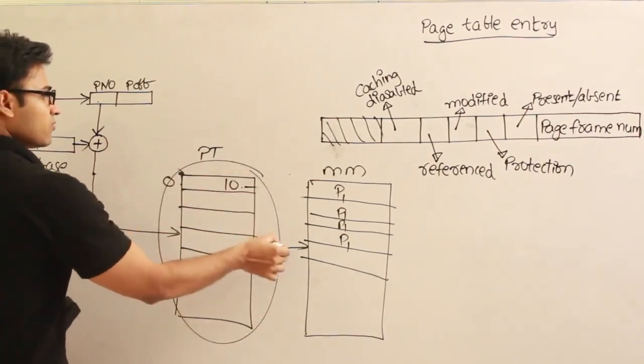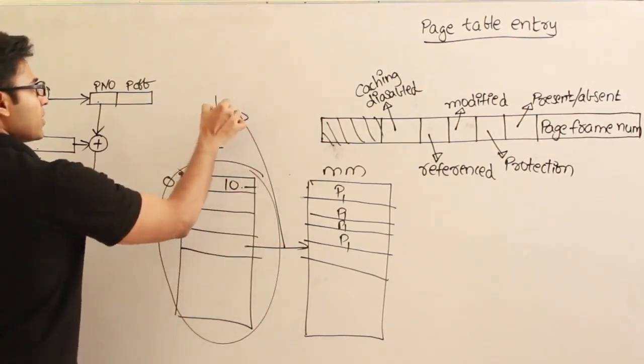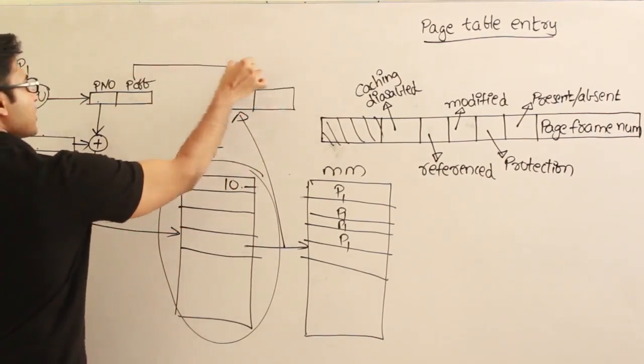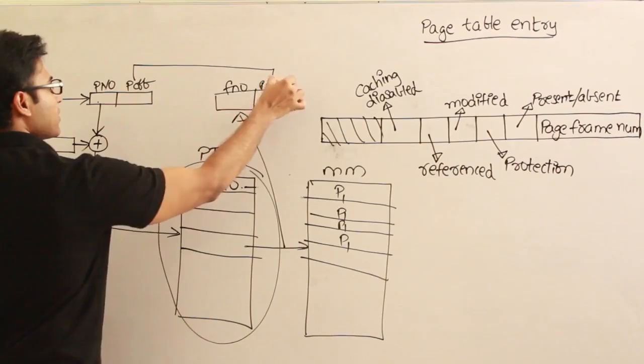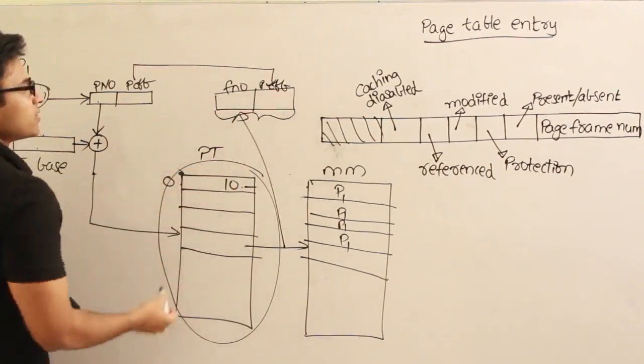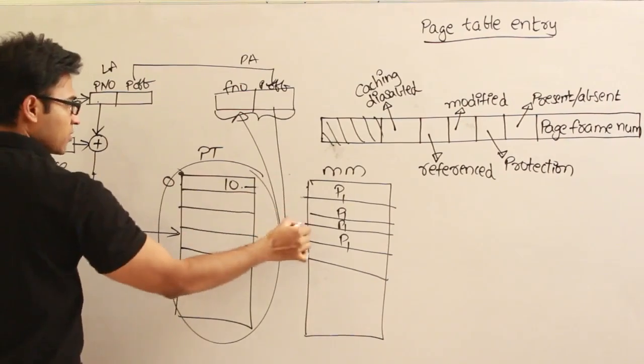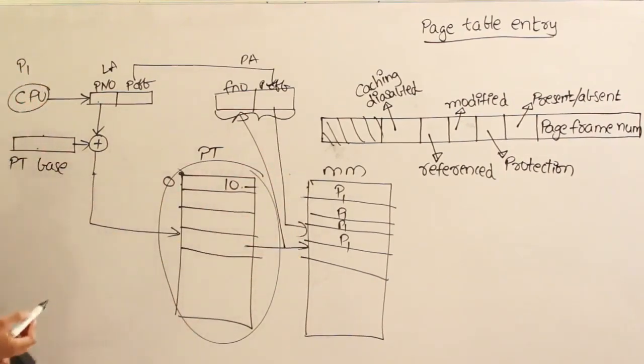Once you get the frame number, you take the frame number and you take the page offset and put the page offset next to it, and combined it is going to be the physical address. This is the logical address and this is the physical address, and this physical address will go and refer into the main memory. That is the entire procedure.